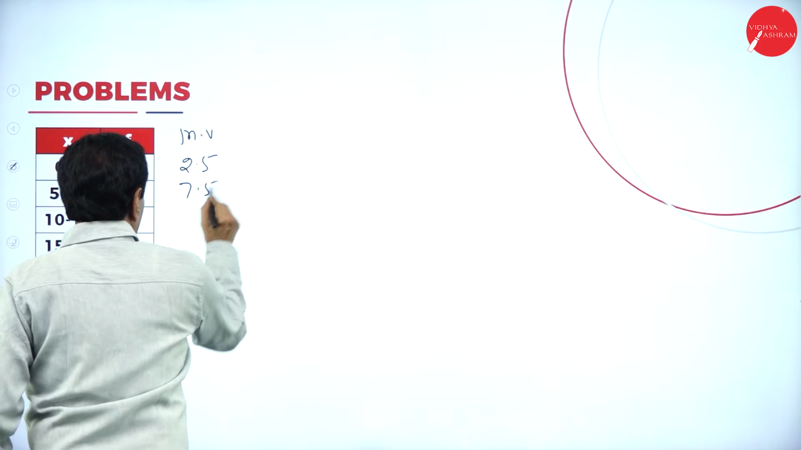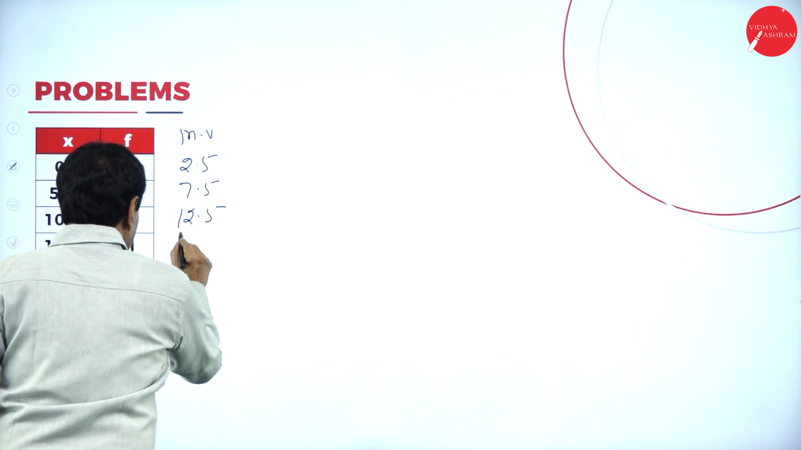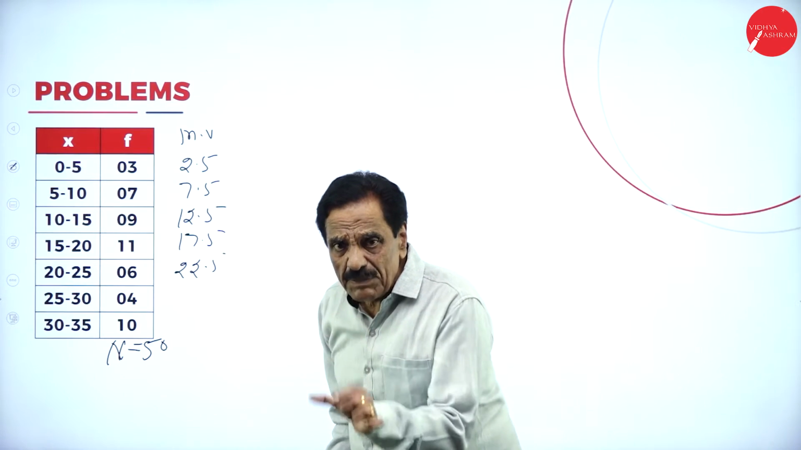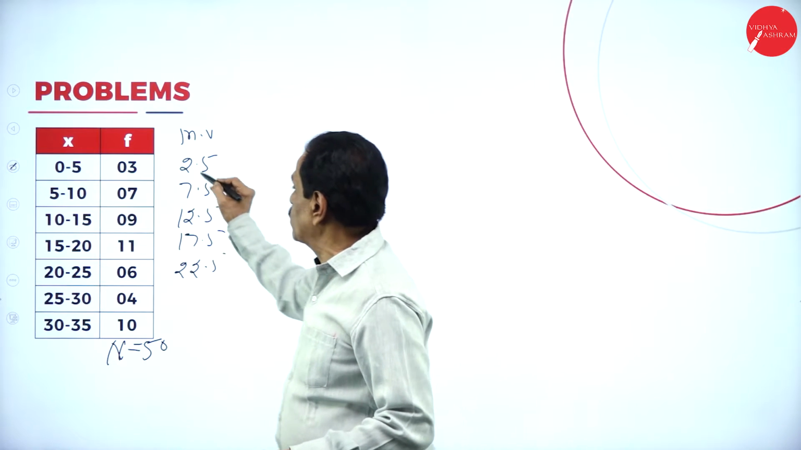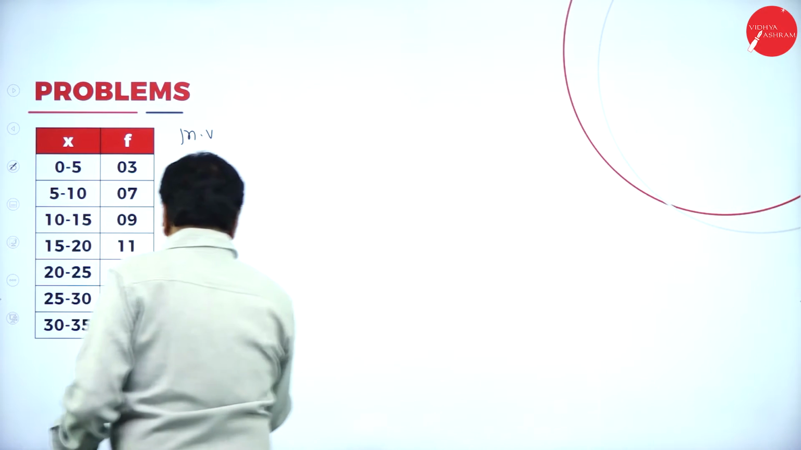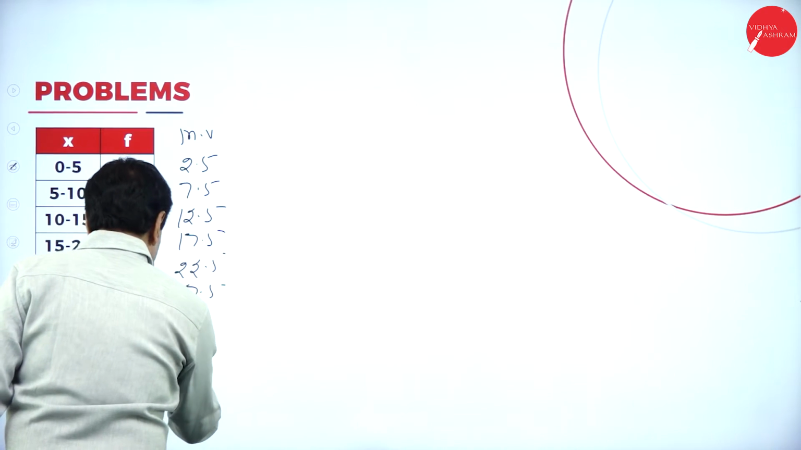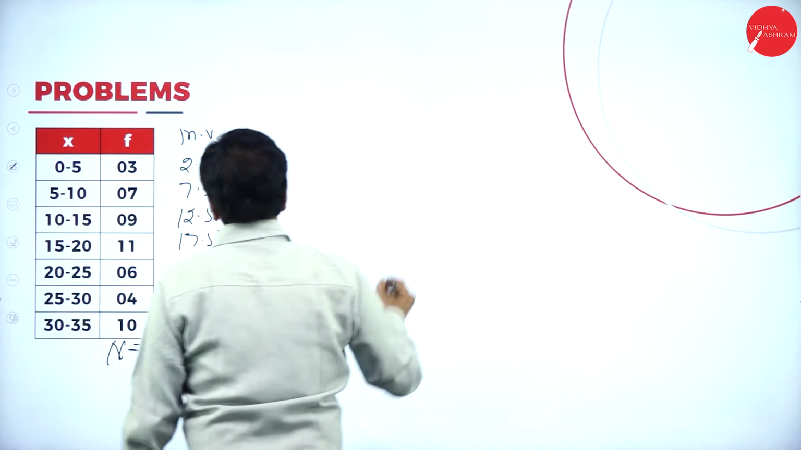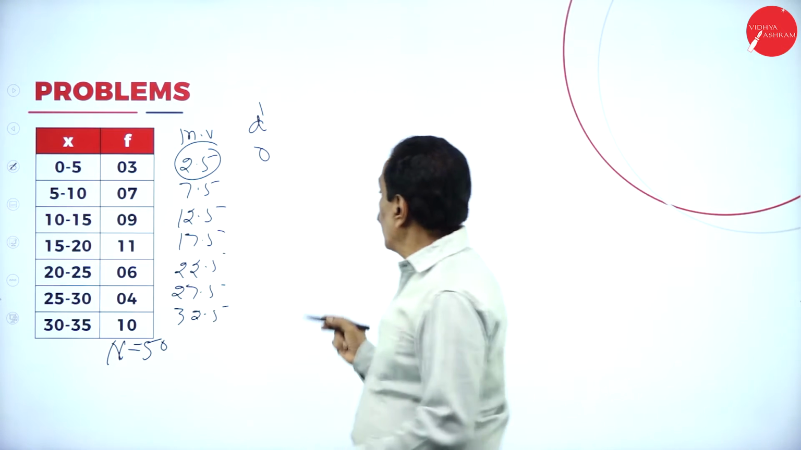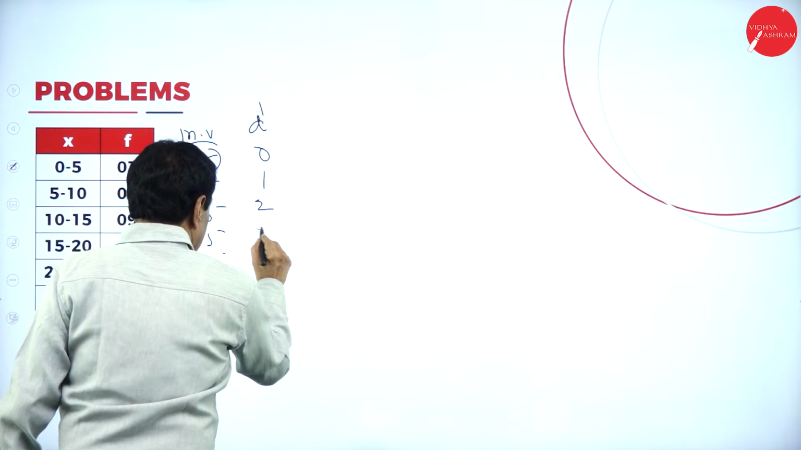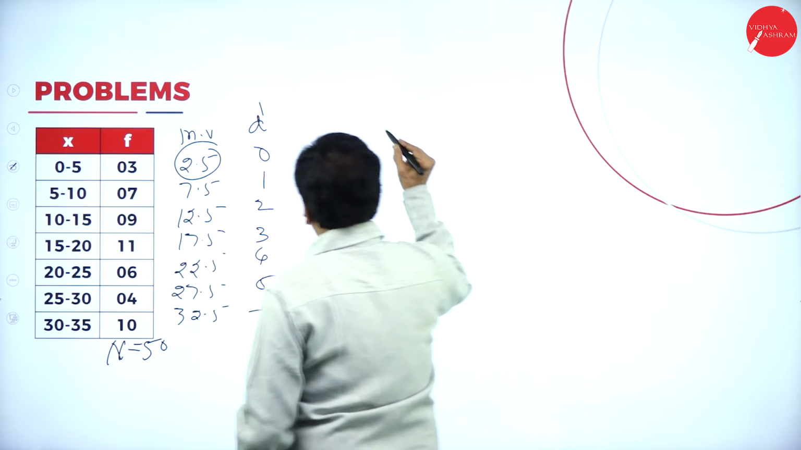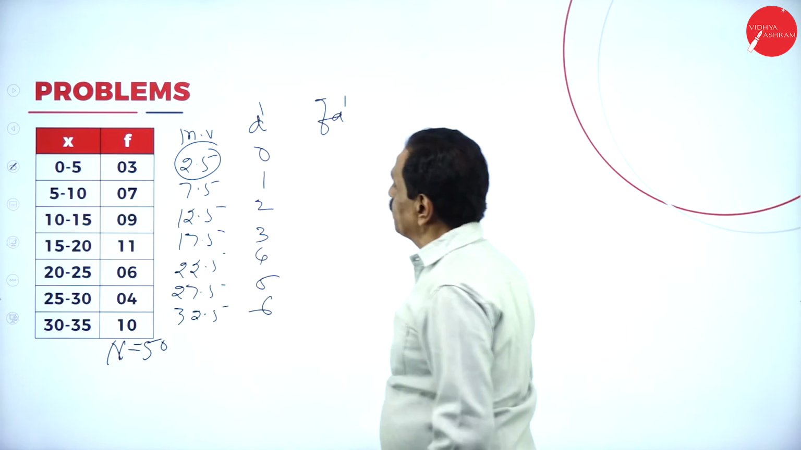Then 5 increase: 7.5, 12.5, 17.5, 22.5. What am I doing now? Add and divide by 2. 0 plus 5 is 2.5, 7.5, 12.5, 17.5, 22.5, 27.5, 32.5. What is the next step to do? d dash, assume as 0. Then 1, 2, 3, 4, 5, 6. Then f d dash, frequency into d dash.